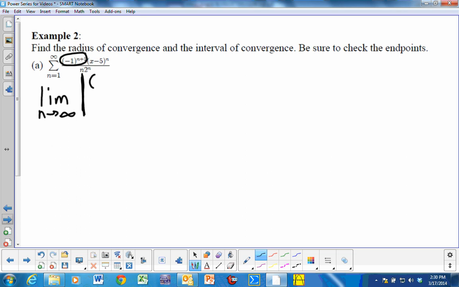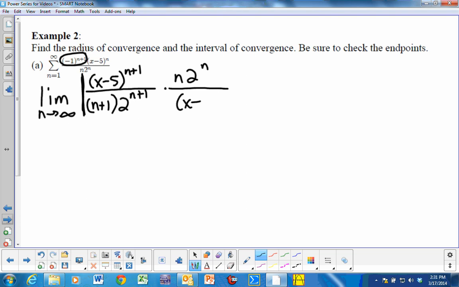So I want to do the n plus 1 term. So anywhere you see an n, you put n plus 1. So that's the n plus 1 term. Divided by the nth term, which means times the reciprocal. So flip over that nth term, and this is what we need to reduce so that we can take the limit.